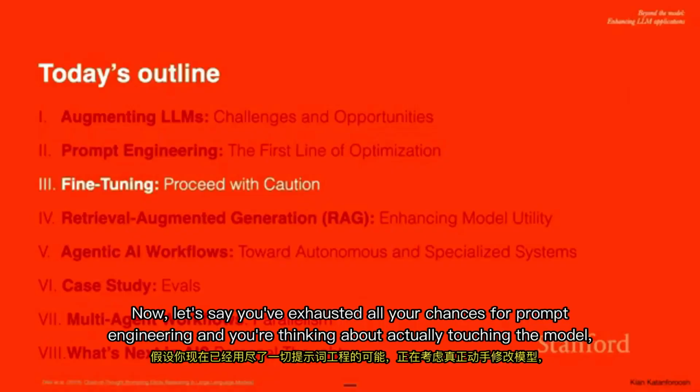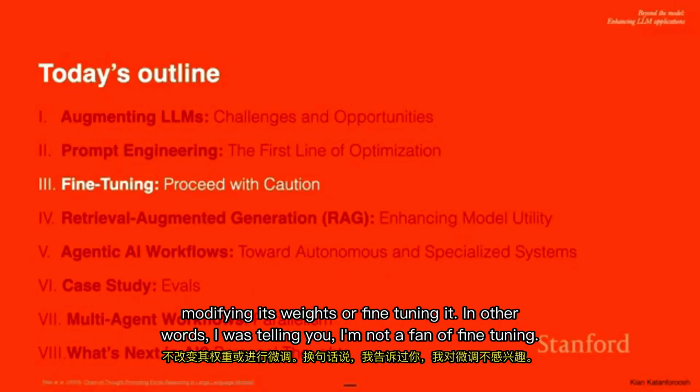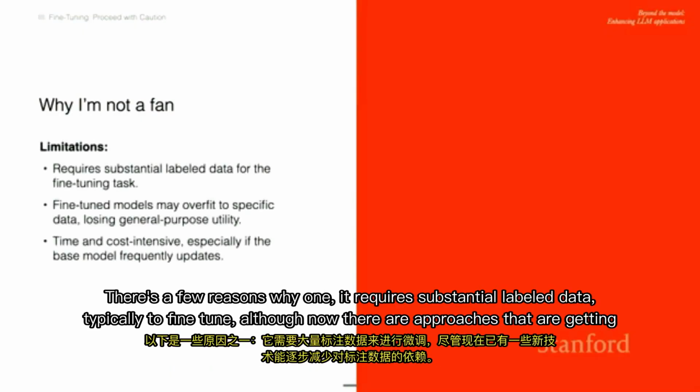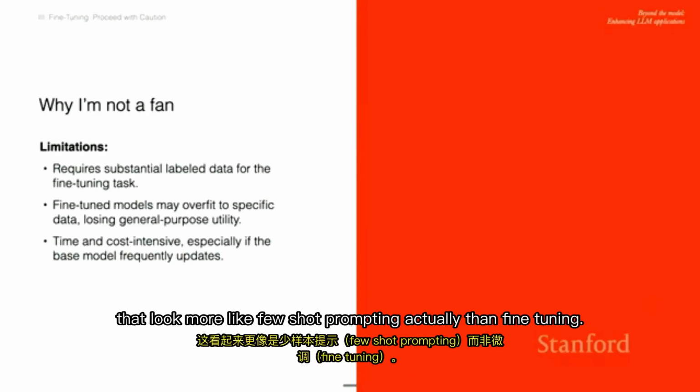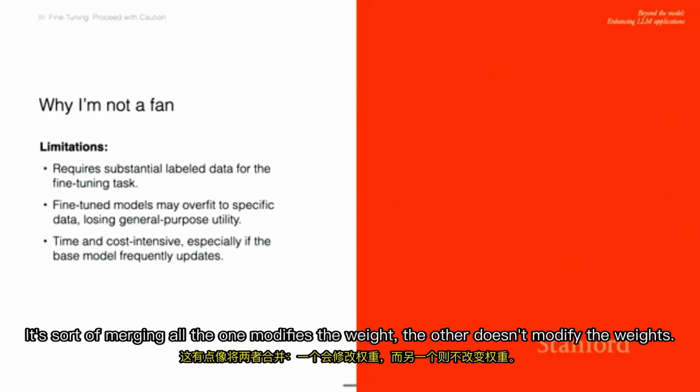Now, let's say you've exhausted all your chances for prompt engineering and you're thinking about actually touching the model, modifying its weights, or fine-tuning it, in other words. I was telling you I'm not a fan of fine-tuning. There are a few reasons why. One, it requires substantial labeled data typically to fine-tune, although now there are approaches that are getting better at fine-tuning that look more like few-shot prompting actually than fine-tuning. It's sort of merging, although one modifies the weights, the other doesn't modify the weights.